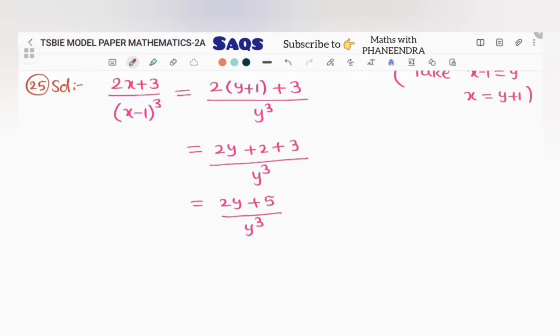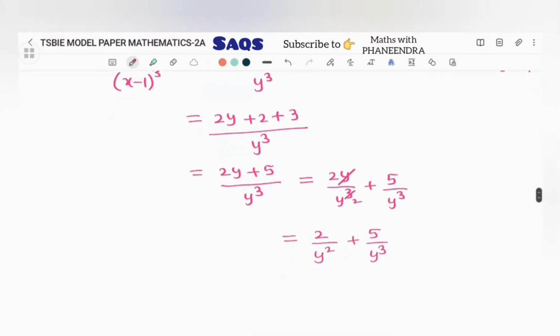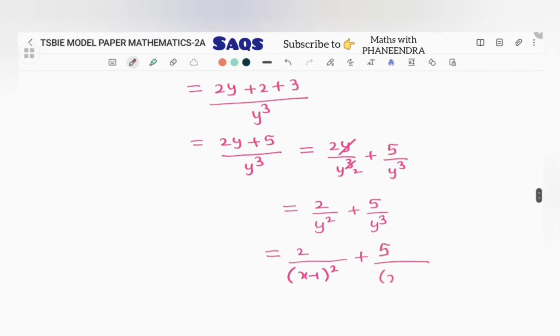If you don't want to do this method, you can do it as a by x minus 1 plus b by x minus 1 whole square plus c by x minus 1 whole cube, and then follow the general procedure. So this can be written as 2y by y cube plus 5 by y cube. One y cancels here, so y square term: 2 by y square plus 5 by y cube. In the general method, if you go like that, the y term also, that means the x minus 1 term also will come in, but that value goes to be 0. That is the reason we are not getting it. So 2 by y, y means what, x minus 1 whole square, plus 5 by x minus 1 whole cube.